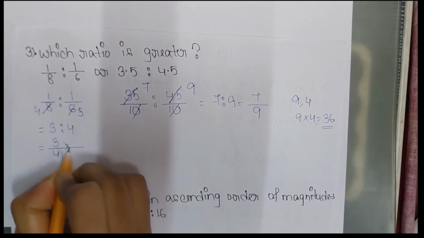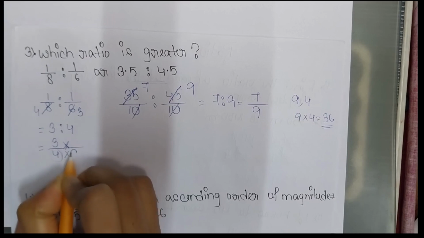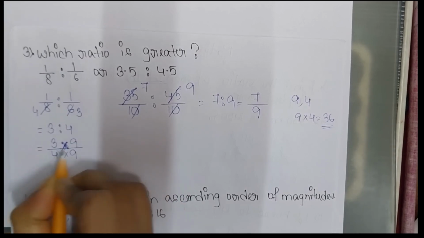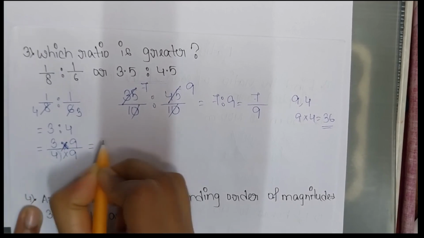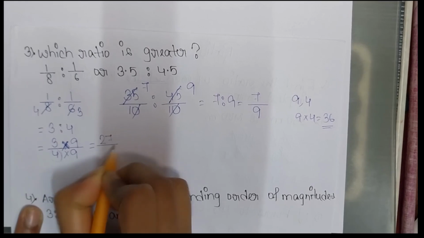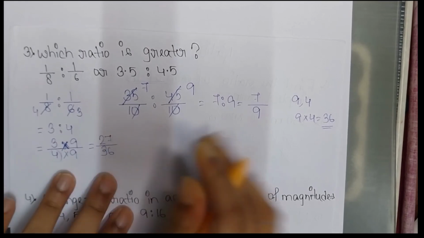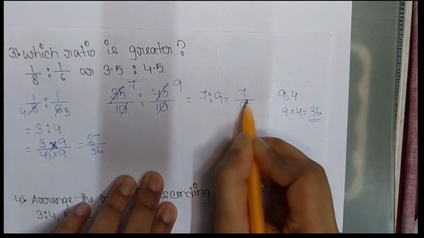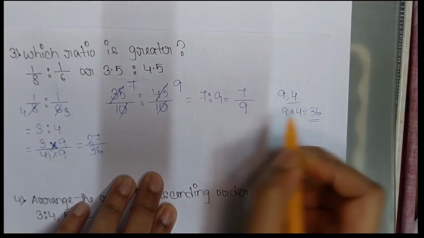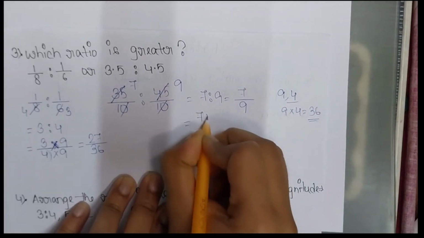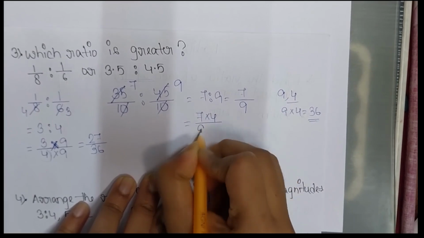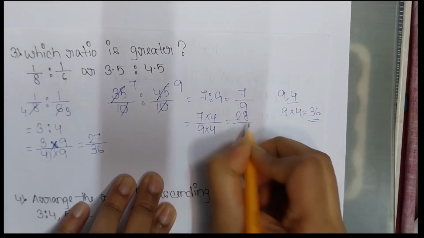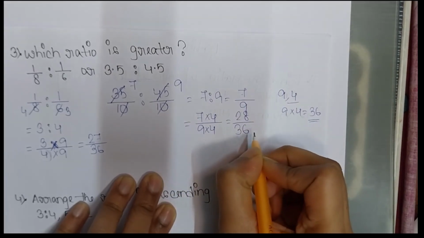So here we will multiply 9 with 4 as well as with 3. So here we will get 27 by 36. And in this case we will make it 36. So here we have to multiply 9 with 4 as well as with 7 also. 7 4s are 28, 9 4s are 36.